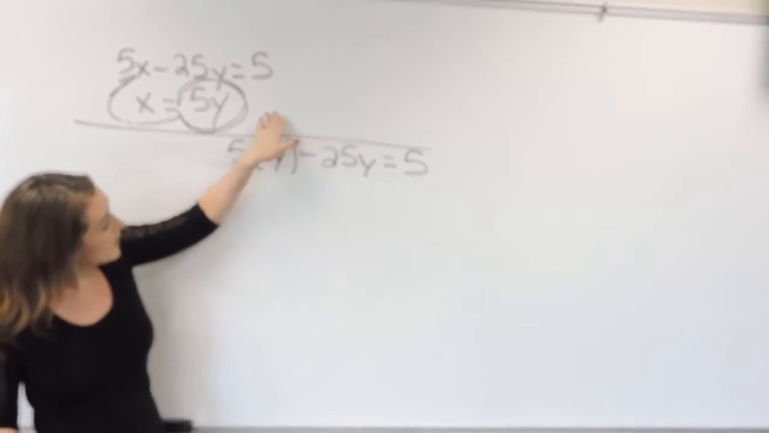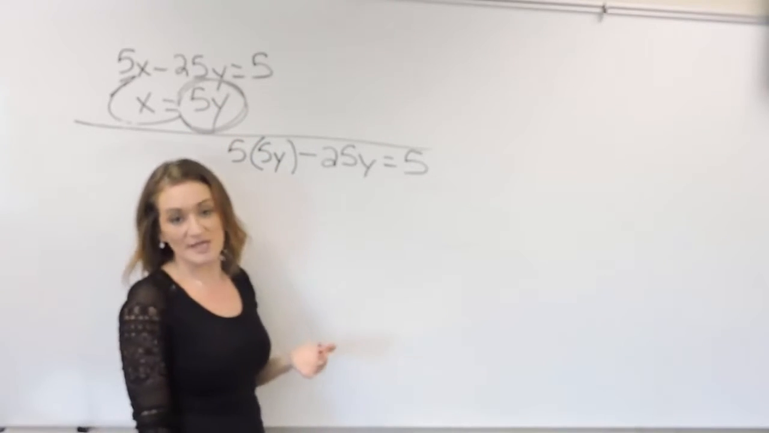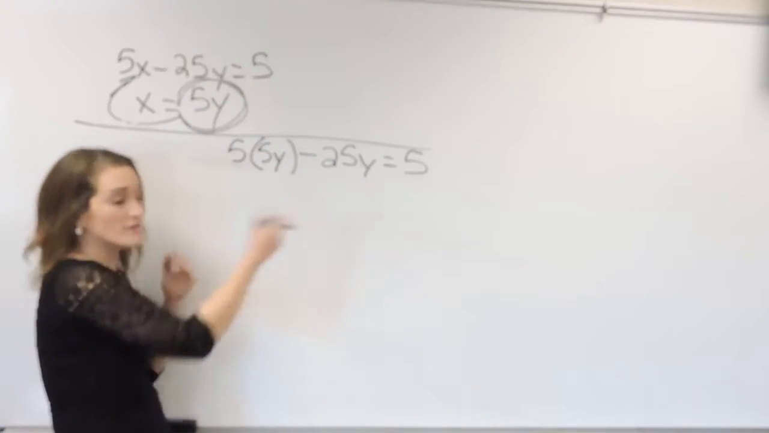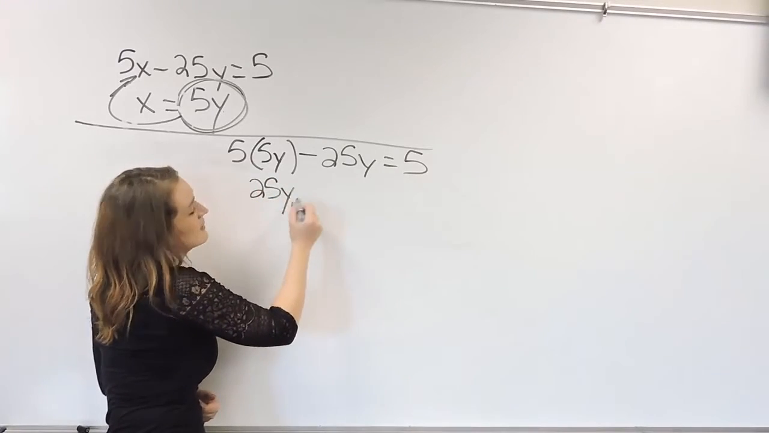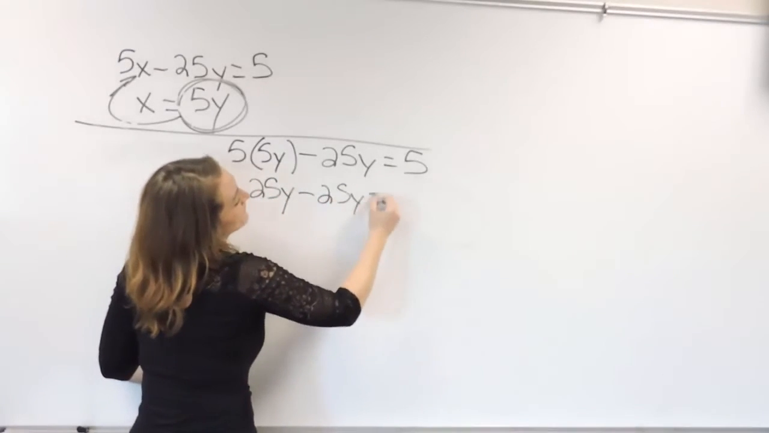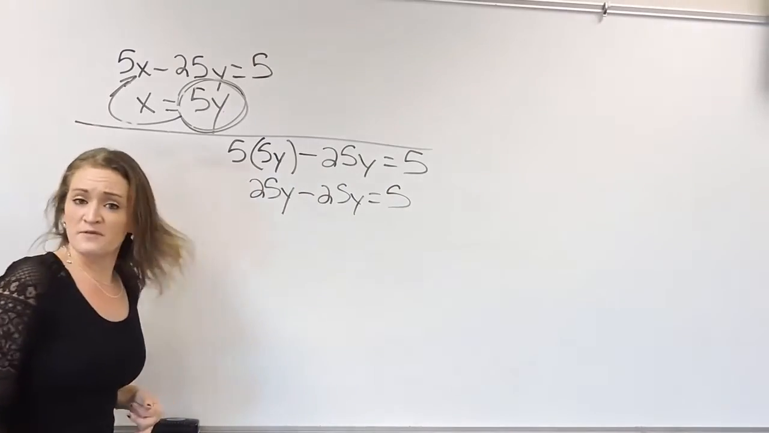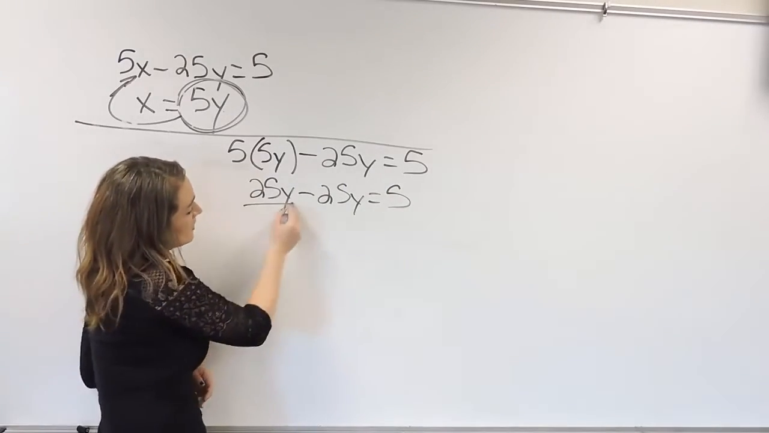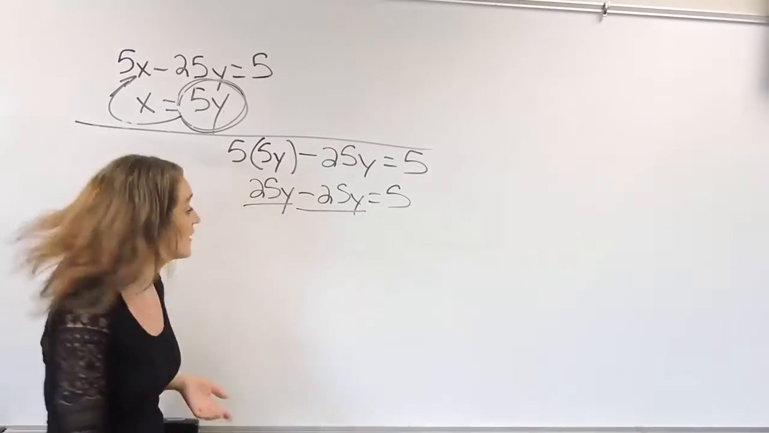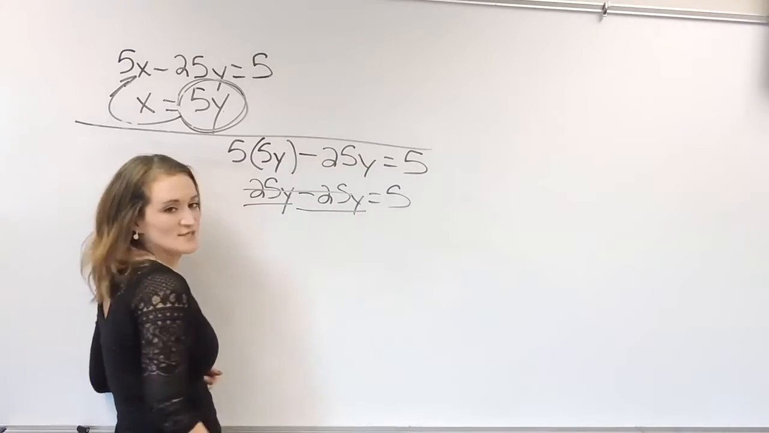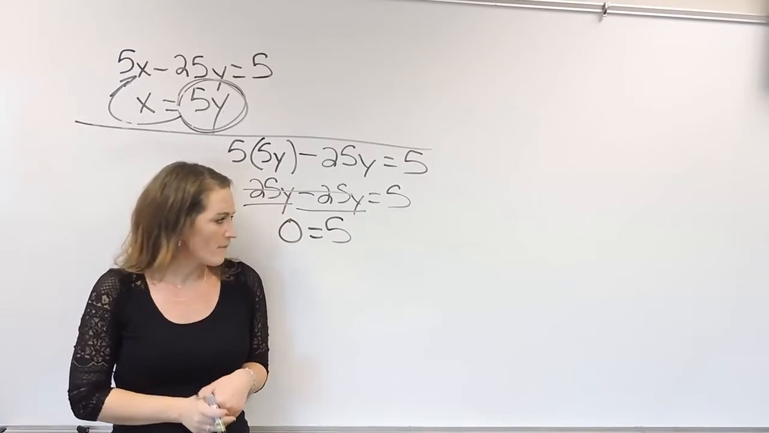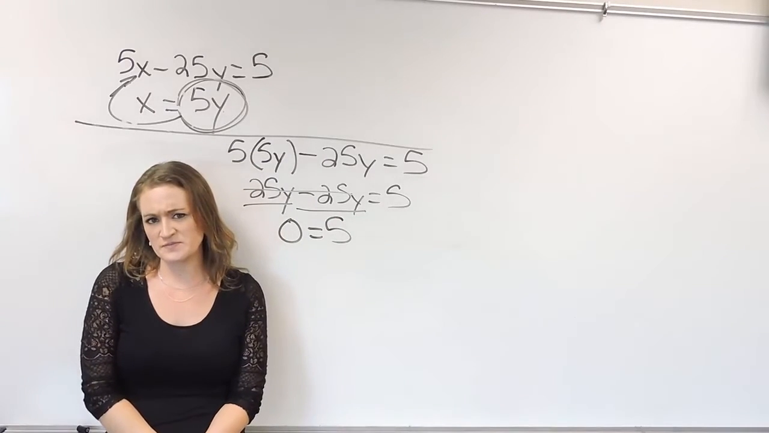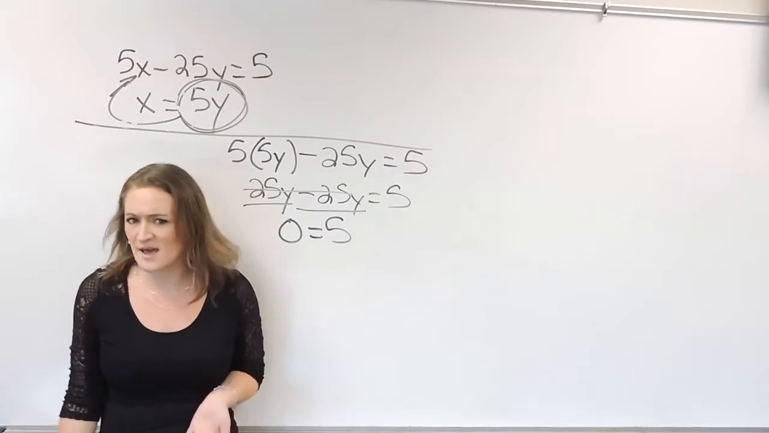So plug one equation into the other and solve. We need a little simplifying to do here. 5 times 5y, that's 25y. Drop everything else down. Still simplifying, combining our like terms, 25y minus 25y, well, that gives us a 0. And we're left with 0 is equal to 5. Now, does 0 equal 5? No, right? 0 does not equal 5.